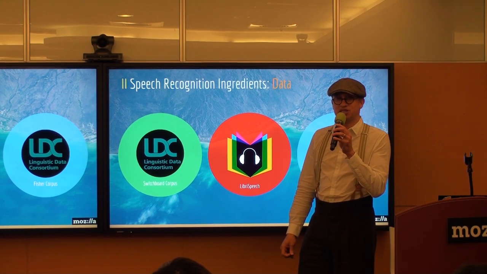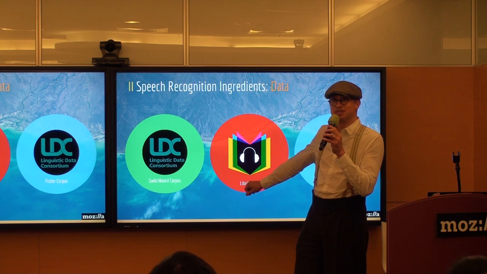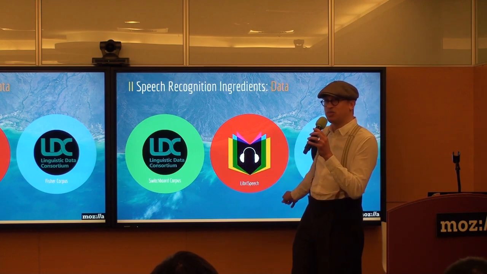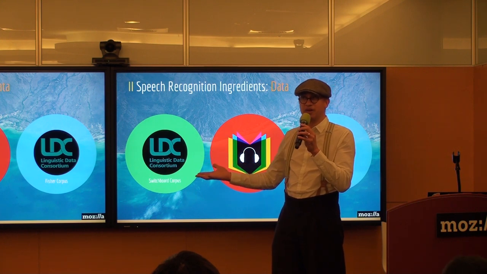So we bought these two data sets, and also we use the largest open source data set for English right now, which is the LibriSpeech data set. And that's about 1,000 hours. So altogether, this is about 3,200 hours of data. And this is what we are training our initial models on.